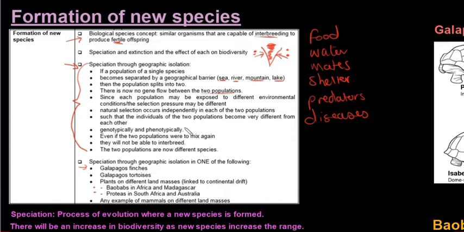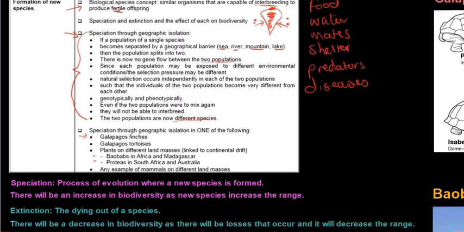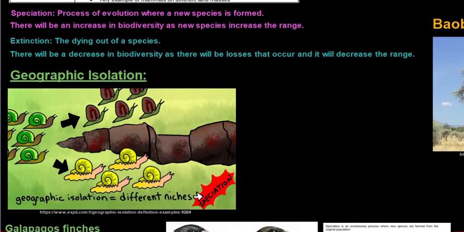And then even if these two populations eventually meet up again at some point, they cannot interbreed because they have become so different from each other genotypically and phenotypically that they are now two different species. So let's move on, and then we'll have a look at that again.